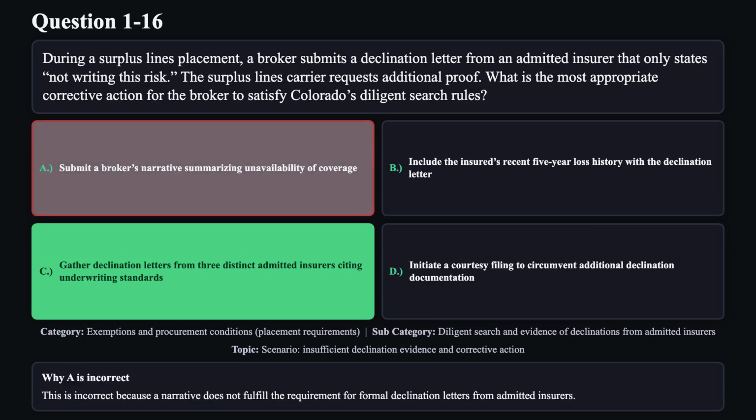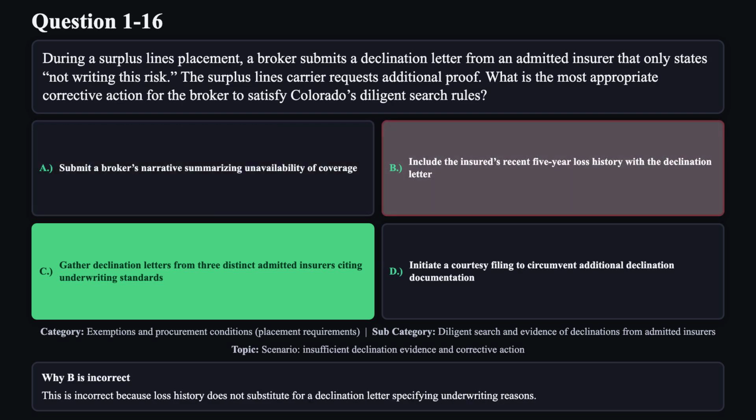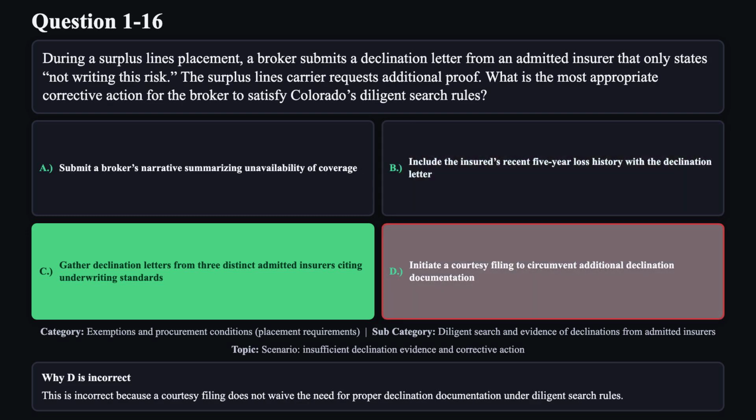Reason A is not correct. This is incorrect because a narrative does not fulfill the requirement for formal declination letters from admitted insurers. Reason B is not correct. This is incorrect because loss history does not substitute for a declination letter specifying underwriting reasons. Reason D is not correct. This is incorrect because a courtesy filing does not waive the need for proper declination documentation under diligent search rules.